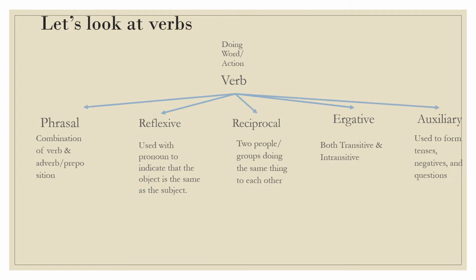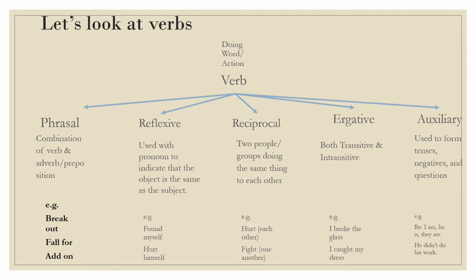So, I'm not too worried about whether or not you can actually identify these in a sentence right now. However, I do want you to memorize these meanings because they will come in handy with more advanced courses. Let's look at an example for each of these. So, a phrasal verb, remember we said it's a combination of a verb and an adverb or preposition. For example, break out, fall for, add on.